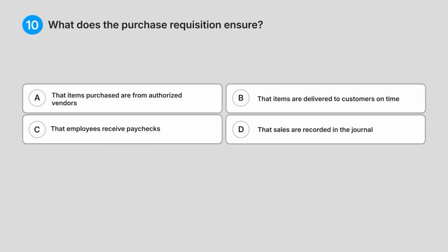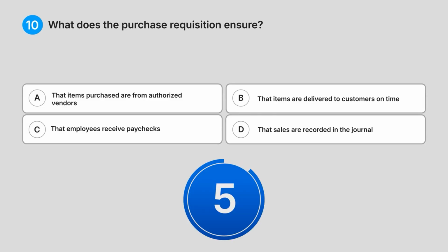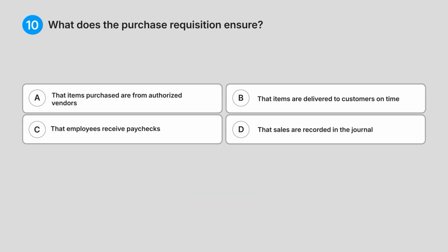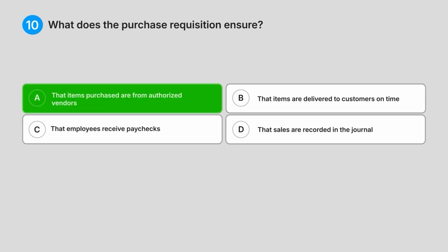10. What does the purchase requisition ensure? A. That items purchased are from authorized vendors. B. That items are delivered to customers on time. C. That employees receive paychecks. D. That sales are recorded in the journal. Do you know the answer? Correct answer, A. That items purchased are from authorized vendors.